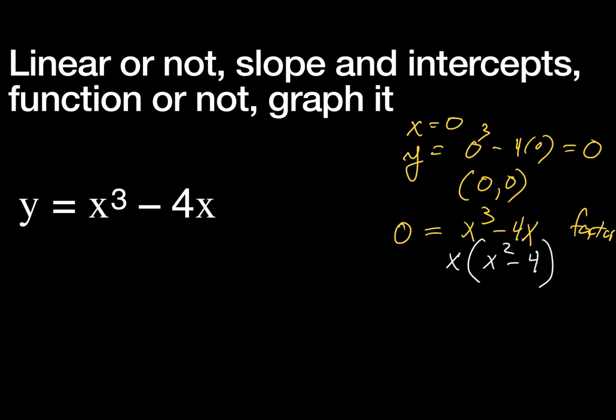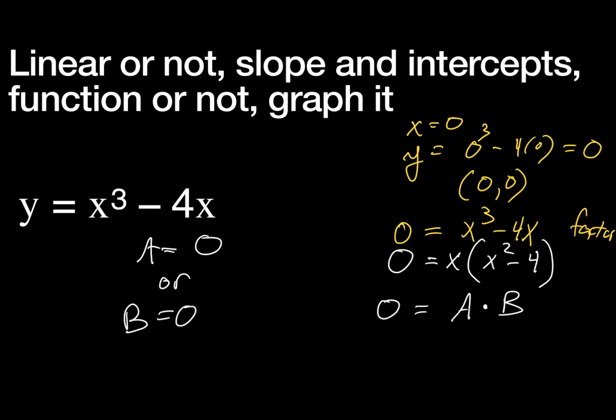So again, it's reverse distributive property. This equals 0. So now I'm saying, okay, pretend I have two things. If a times b is equal to 0, then either a equals 0 or b equals 0, because two numbers that multiply to 0, one of them has to be 0. What is my a in this case? My a is x, so I have x equals 0. Well, that's one of them. And what's the other one? It will be x squared minus 4 equals 0.